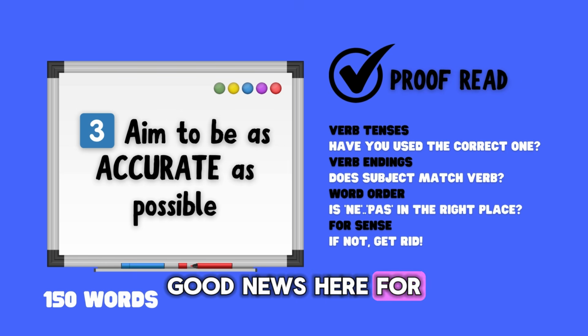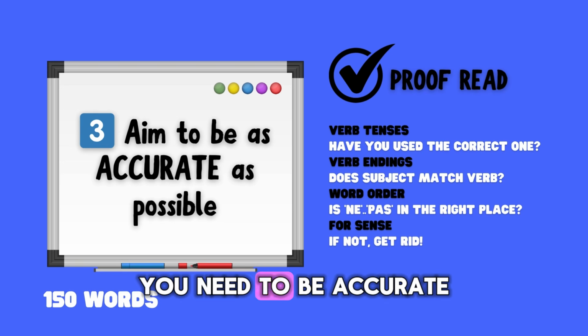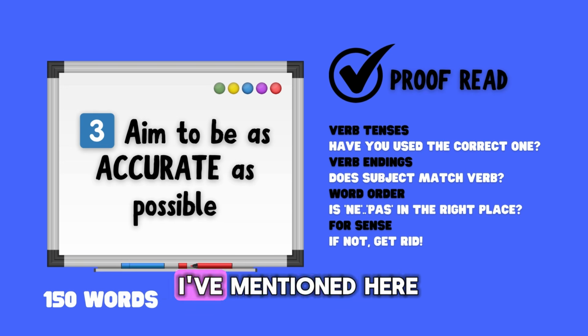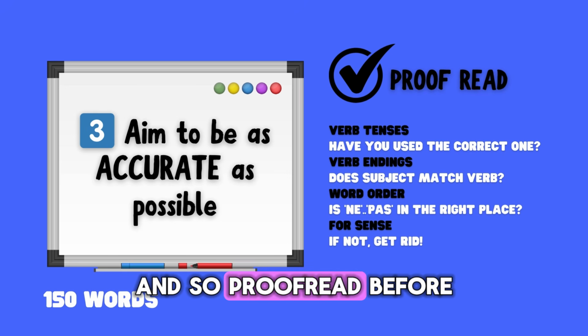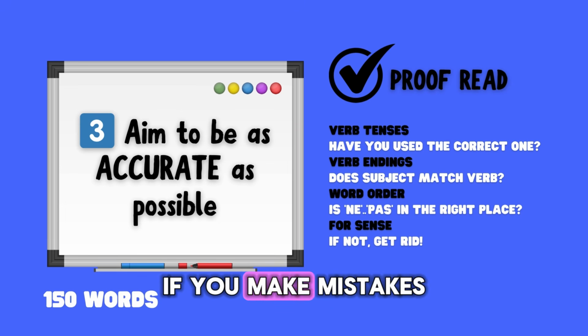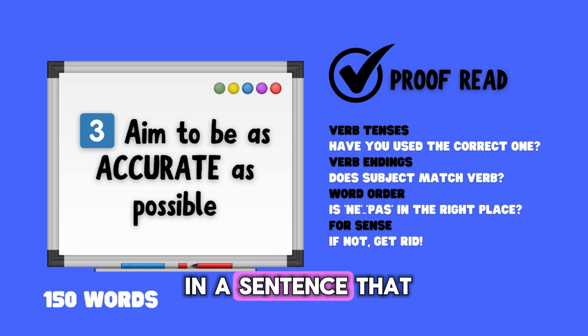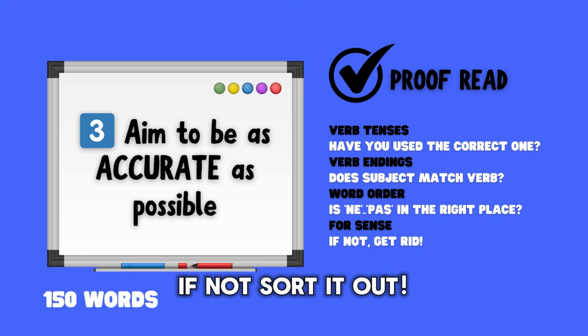Good news here, for the 150 word writing, if you want to get full marks, you can make some errors. However, you need to be accurate in the few things I've mentioned here, and so proofread. Before you move on, make sure you're checking your verb tenses. If you make mistakes with verb tenses, that's going to cost you some marks. Have you used the correct tense? Does it make sense in the sentence that you've used? If not, sort it out.